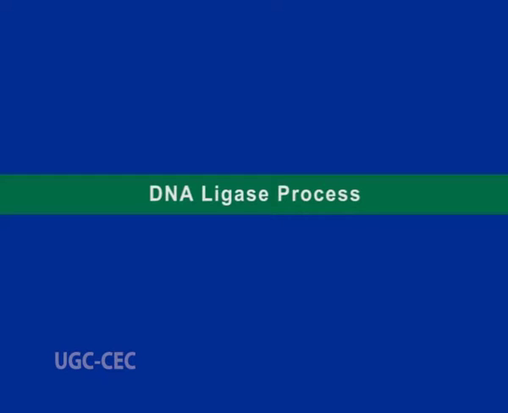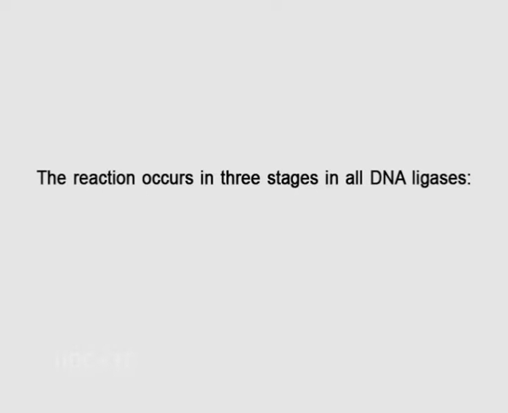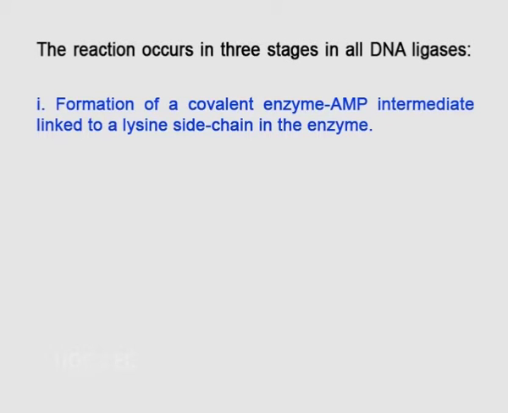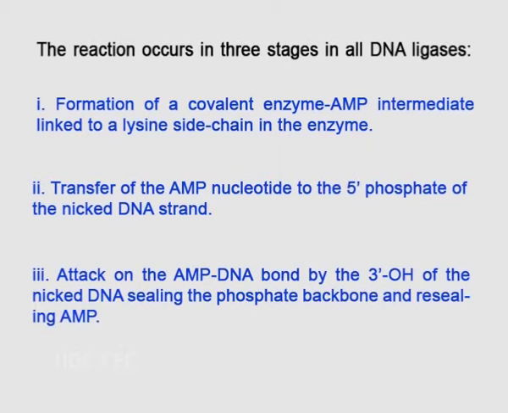The process of ligation by DNA ligase. The reaction occurs in 3 stages in all DNA ligases. First, formation of a covalent enzyme-AMP intermediate linked to a lysine side chain in the enzyme. In the second step, a transfer of the AMP nucleotide to the 5' phosphate of the nicked DNA strand. And in the third step, attack on the AMP-DNA bond by the 3' OH of the nicked DNA, sealing the phosphate backbone and releasing AMP.